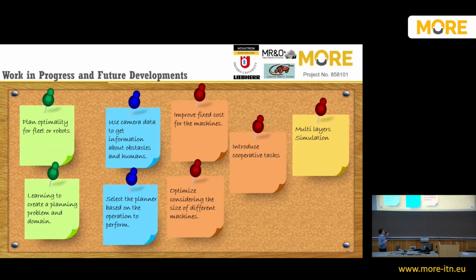Then about the optimization instead, what we want to do is optimize, of course, considering the different sides of the machine, because now I consider just one side when I select the optimal number, and improve the fixed cost of the machine. So this is more about how many machines I need to use. And then, of course, introducing cooperative tasks in the task assignment.